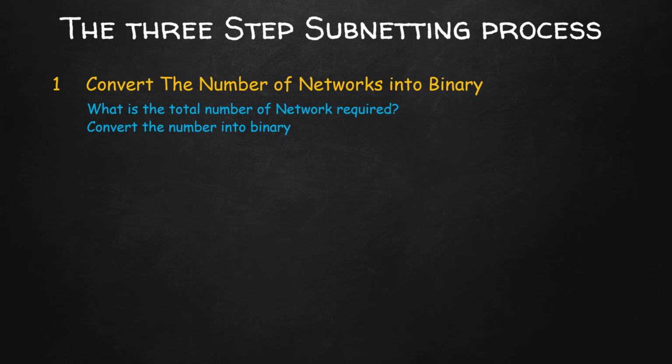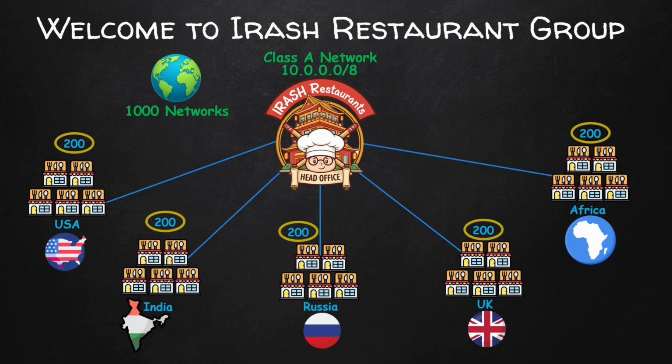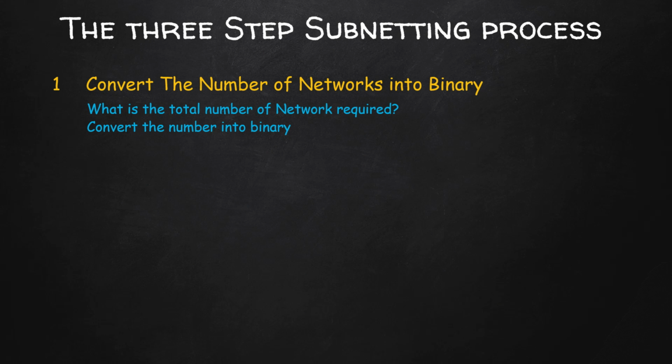Let me take you back to the network diagram and let's see what is the total number of network requirement. The proposed network diagram you can see on the screen, and here the Irish restaurant group has branches in USA, India, Russia, UK and Africa, 5 countries, and in each country they have 200 branches. So how many total networks do they require? It is 1000, right? So you got the number 1000 as the total number of network requirement.